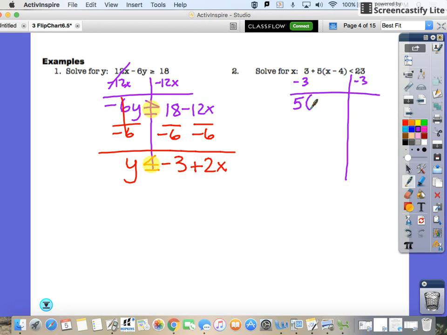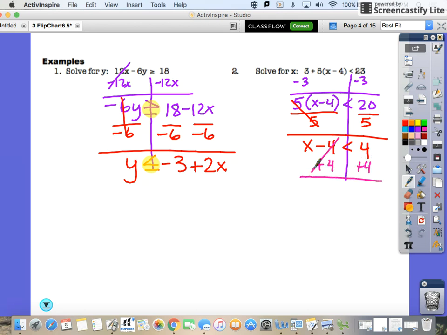So we get 5 times (x minus 4) is less than 20. Then I wouldn't distribute. I know you guys usually do. You certainly can. You'll be fine. But I'm just going to divide by 5, so I'm left with x minus 4 is less than 4. And then we need to add 4 to both sides. So x is less than 8.